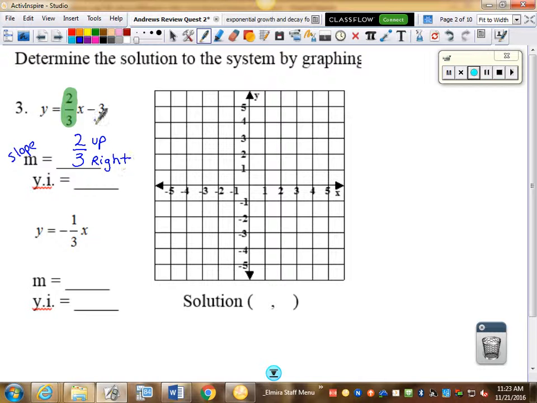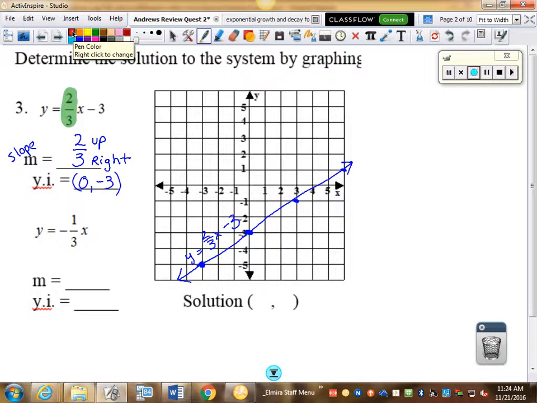I start on 0, -3, which is my y-intercept. So I'll put a dot here on the -3, and then I will go up 2 and 1, 2, 3 to the right, up 2, 1, 2, 3 to the right, down 2, 1, 2, 3 to the left. Very important to draw as many dots as you can. And don't forget to label y equals 2/3 x minus 3.